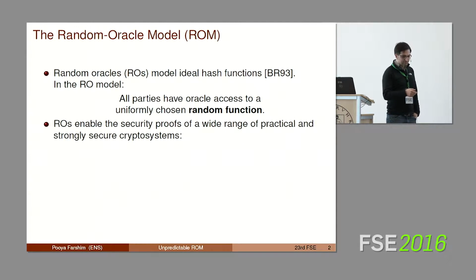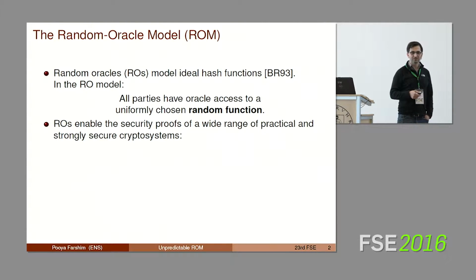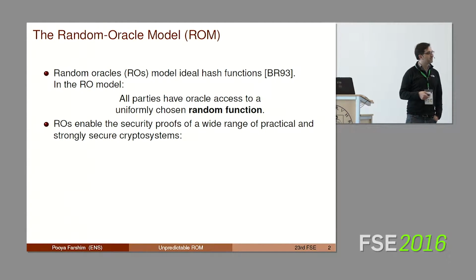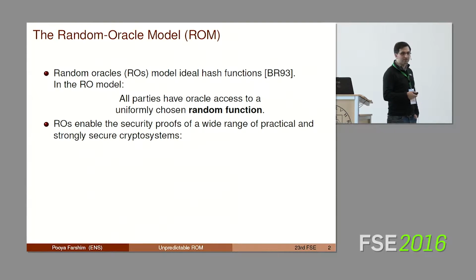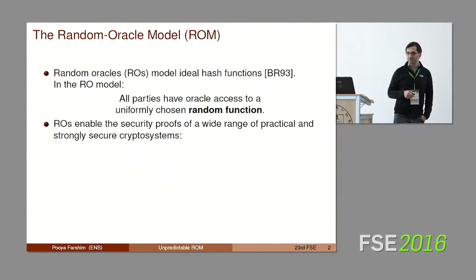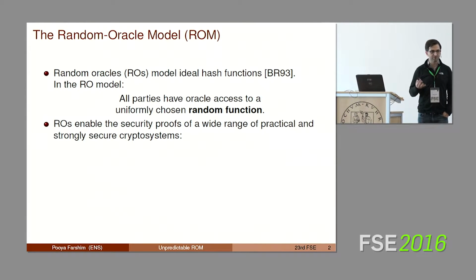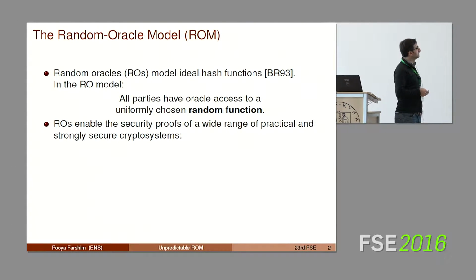Okay, so we all know that random oracles are very useful objects in cryptography, and random oracles model ideal hash functions. So in the random oracle model, we have a setting where all parties have access to a uniformly chosen random function from the set of all functions. That is the random oracle.